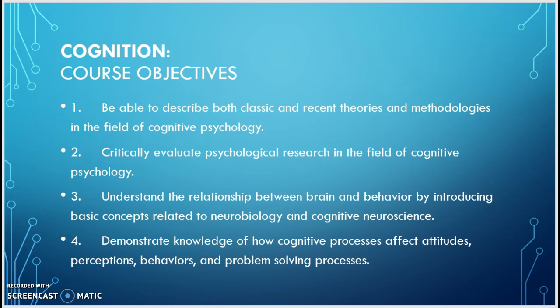Our course objectives are to be able to understand both classic theories, so we'll look at a historical perspective, and more recent theories about cognitive psychology. Part of that is looking at how psychologists study cognition, so we will also look at methods and methodologies for studying cognition. I will also want you to be able to critically evaluate psychological research in the field of cognitive psychology, but also more broadly.